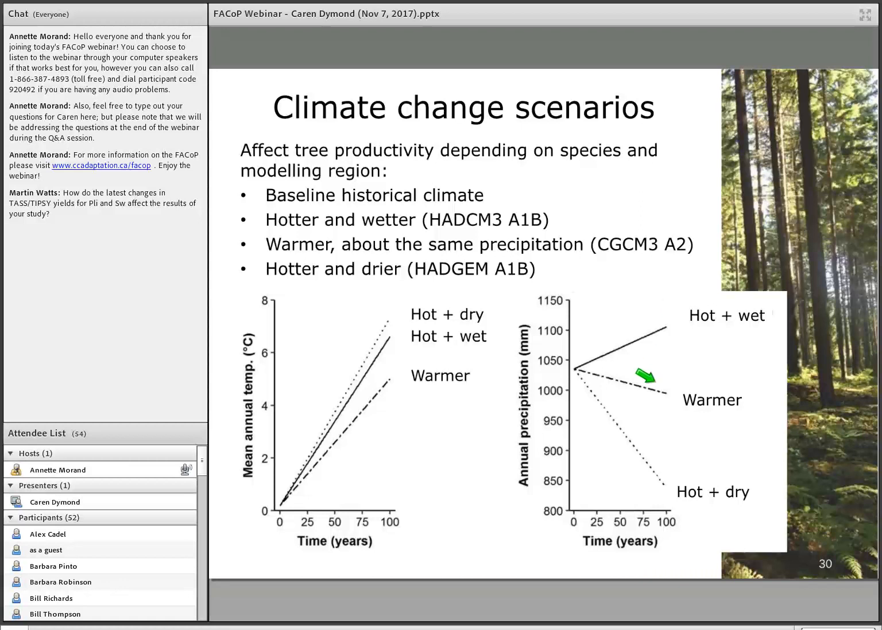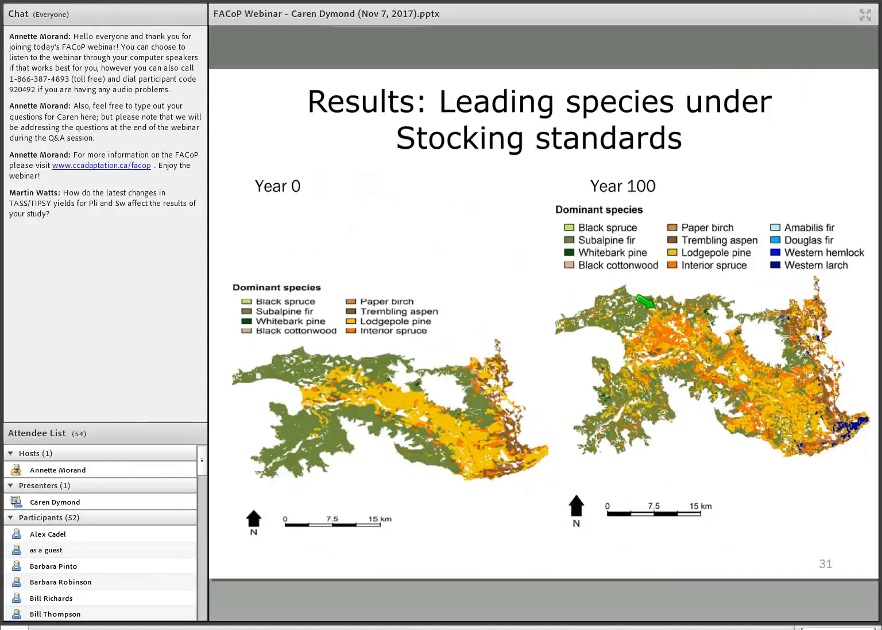Annual precipitation. The warmer scenario doesn't change as much as the other two scenarios. And the difference between the hotter and wetter and hotter and drier is 350 millimeters a year, which is a lot if you're a tree.